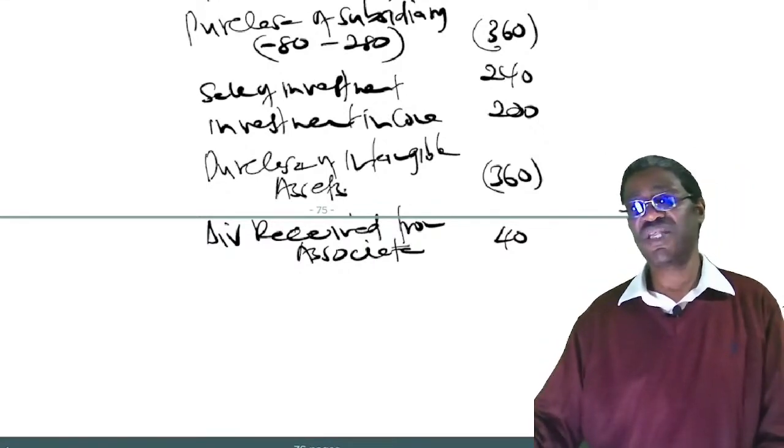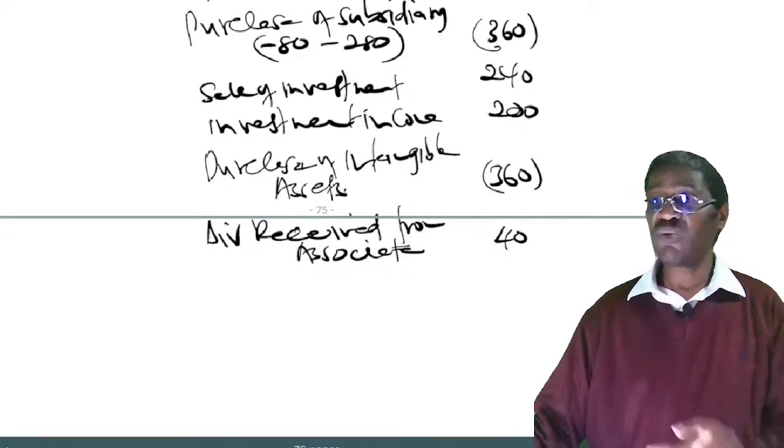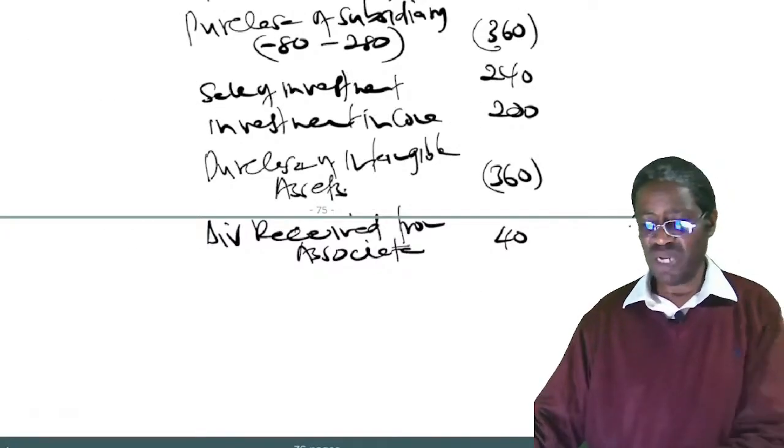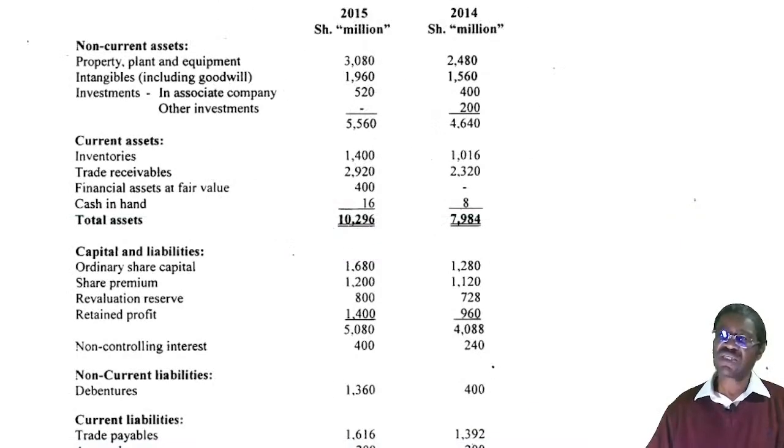Next, after associate, is there anything in the balance sheet? Yes, I can see other investments, which we have already used. Last year it was 200, this year dash. That means we sold it, and I hope you remember we used it a short while ago, where we sold our investment here for how much? 240.